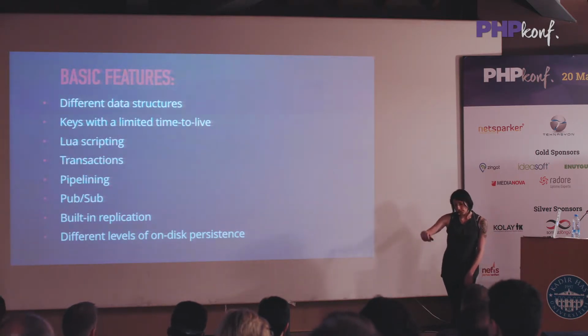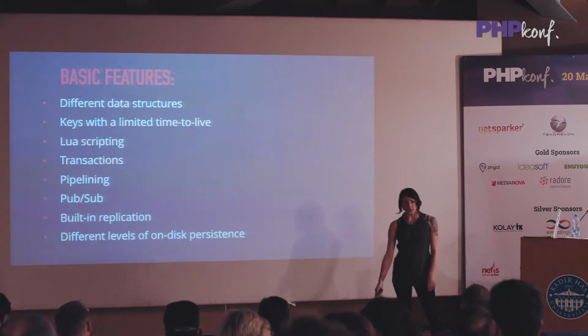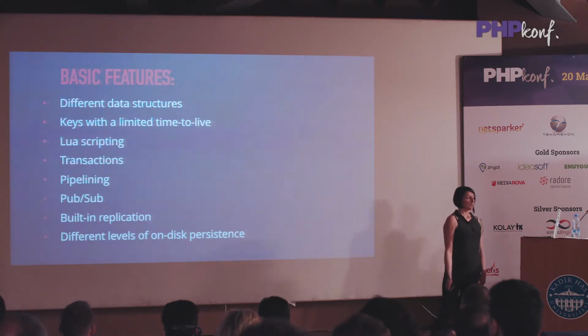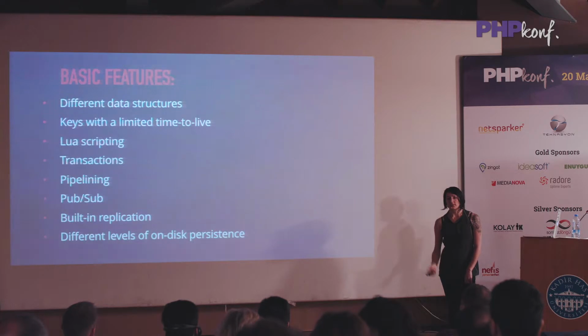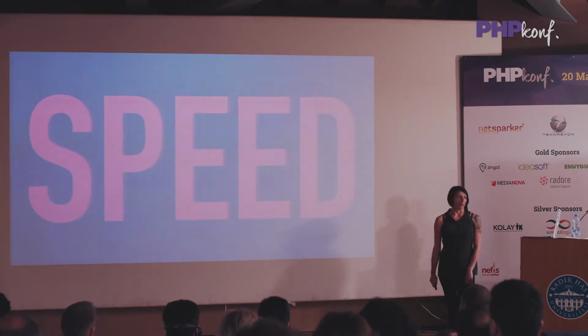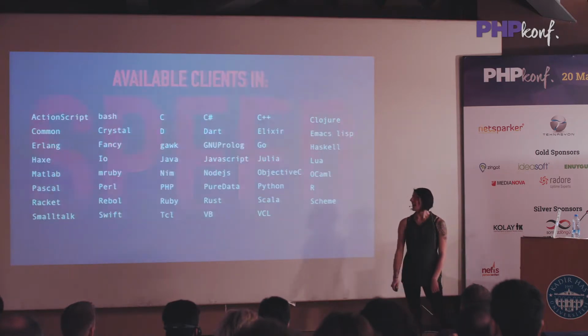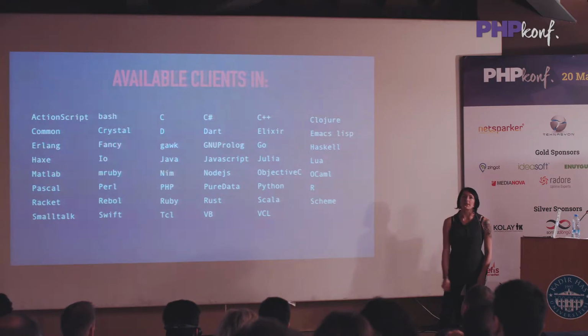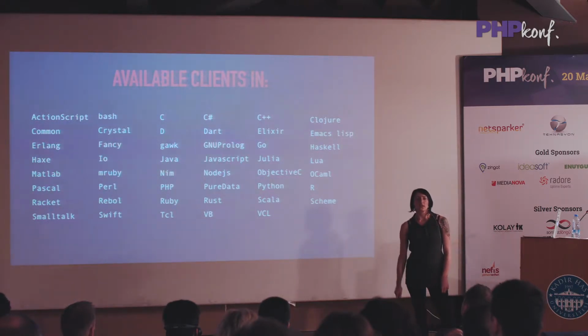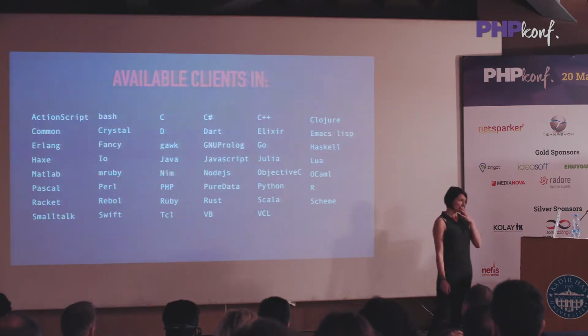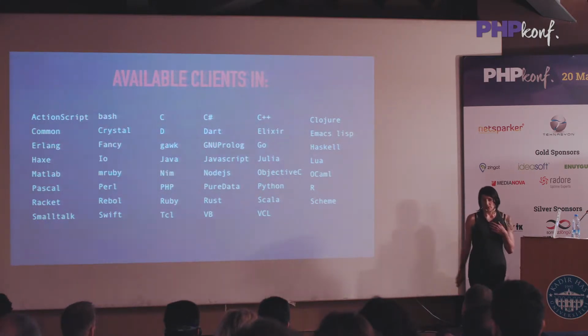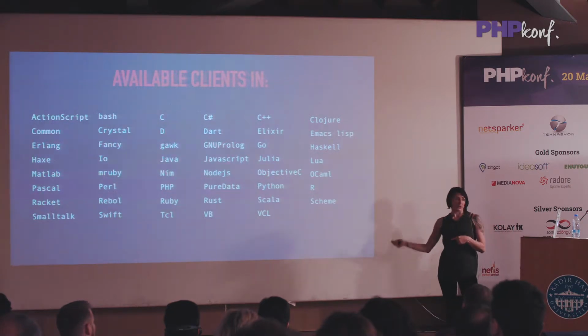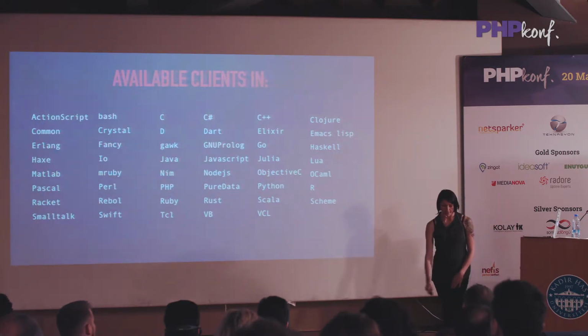From the DevOps perspective, there is built-in replication, clusters, different levels of on-disk persistence, and my favorite feature of all is speed. Redis is famous for that. There are clients available in almost all languages. In PHP, the two most common ones are PHP Redis and pRedis. I usually work with pRedis, and our examples that we are going to see are going to be in pRedis.